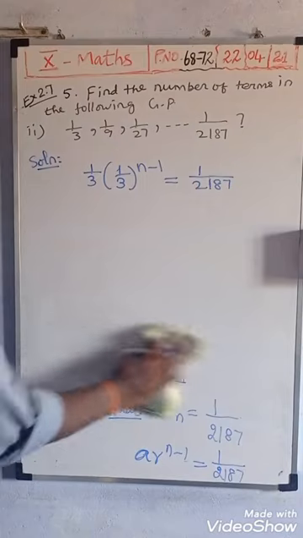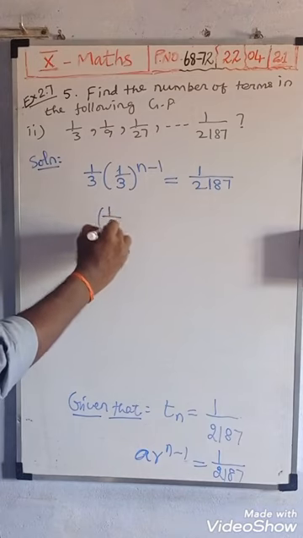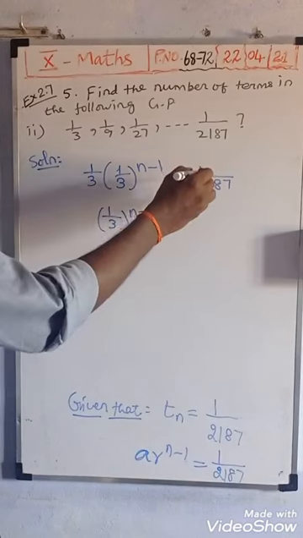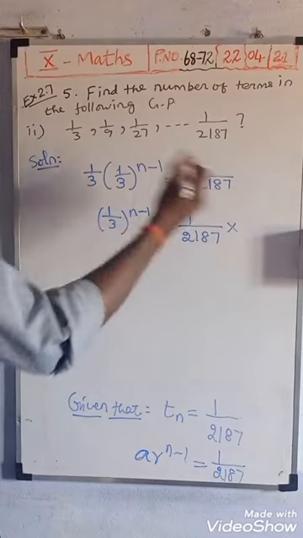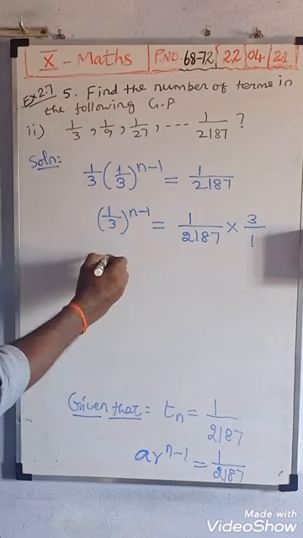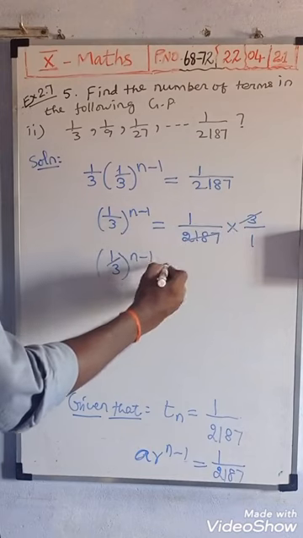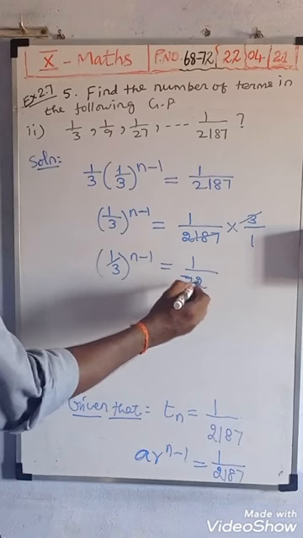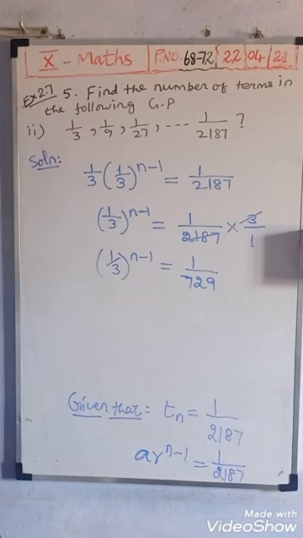Now next step, we want to simplify. Keep (1/3)^(n-1) alone on this side. (1/3)^(n-1) = 1/2187, and the division by 3 goes to the other side as multiplication by 3: 1/2187 into 3/1. Cancelling, 3 sevens are 21, 3 twos are 6, remaining 2, 3 nines are 27. So we will receive 1/729.